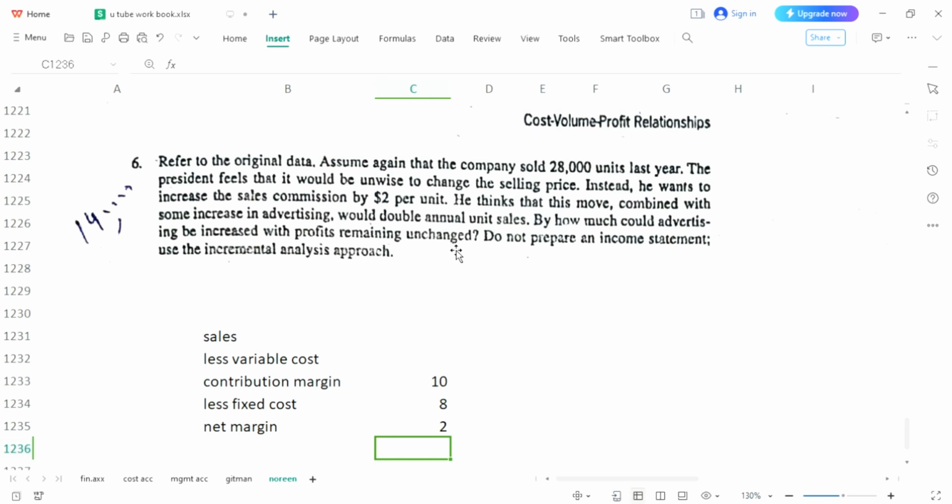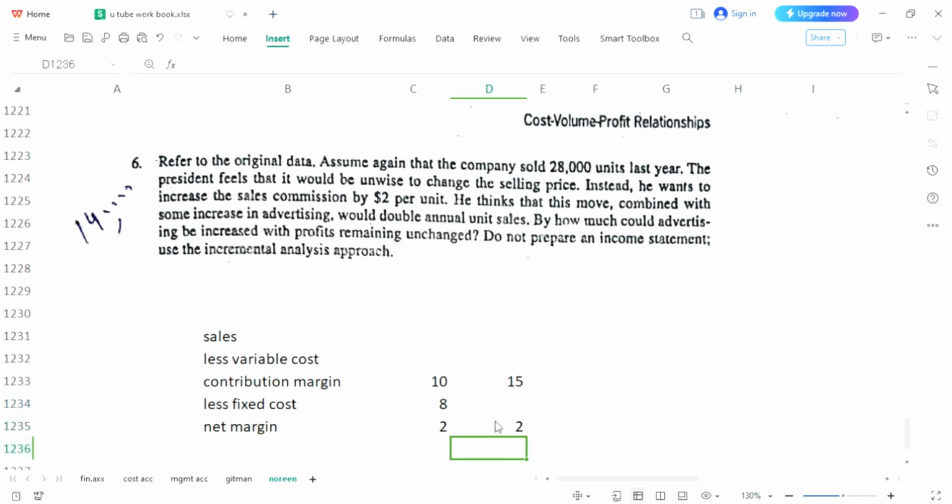Now please understand, if you will double your unit sales, that means sale is increasing. Variable cost though proportionally will be increased, but contribution margin would also be increased. Say that contribution margin had increased from 10 to 15, for example. We have increased our contribution margin from 10 to 15 because our number of units had been doubled. But now he wants to get the same profit, which was 2.